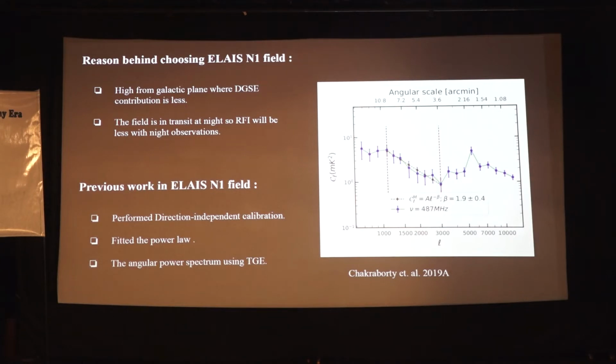And then about the previous work, we have already seen in the last lectures on the last day by Samir Chaudhuri, Srijita and Asif. They have already talked about the work done by Arnab Chakraborty in Band 2 in the ELAIS N1 field, where he already performed direction dependent calibration and fitted the power law using the TGE. So here what we are doing new in this Band 2 is that we are approaching towards direction dependent calibration, and we are also plotting the angular power spectrum using TGE, but we are also trying to use CLEAN PS, which I'm not showing here in these results, but in future we will also include those.